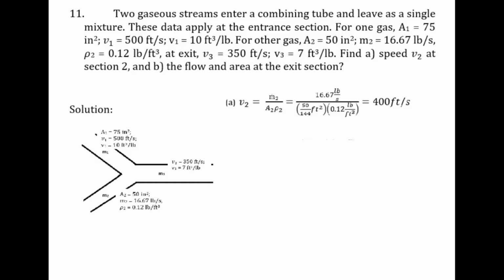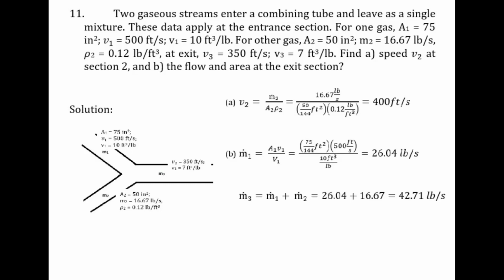For letter B, finding the mass at point 3, we can solve this by adding the mass of 1 and 2, but we need to solve first the mass at point 1. Solving mass at point 1, we will use this formula. Substituting the values, then we have mass of 1 of 26.04 pound per second. Adding mass 1 and 2, so we can solve mass 3, that is 42.71 pound per second. To solve area 3, we will use this formula, substituting the values, so we have 0.8542 feet squared of area at point 3.